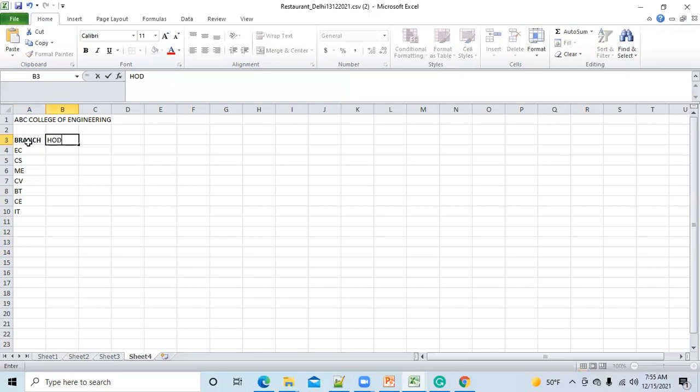Now HOD ID. HOD ID 1, 2, 3, 4, 5, 6, 7. Then someone told me that HOD ID makes it difficult to find the name, so give the HOD name as well. Then I gave the HOD name: Rajkumar is the HOD here, Shruti is the HOD of CS branch, Raman is the HOD of this branch, Abdul, Hema, Karan, and Lata are the HODs of the other branches. They are the HOD names.